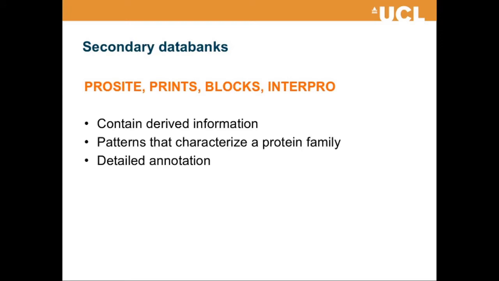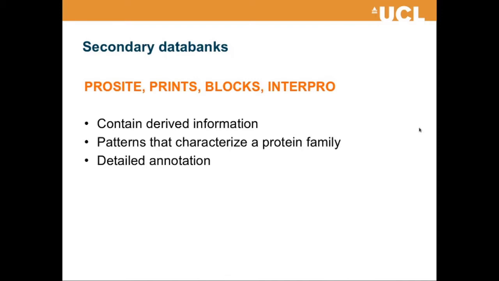Moving on then to secondary databanks. Here are a few examples: ProCite, Prints, Blocks and Interpro. And as I said before, these contain secondary or derived information. They have patterns typically that characterise a particular protein family and almost always have detailed annotations. Now, Interpro is a kind of meta-resource that contains the information from these other resources.